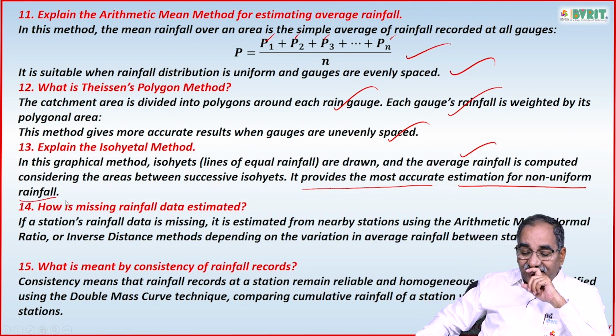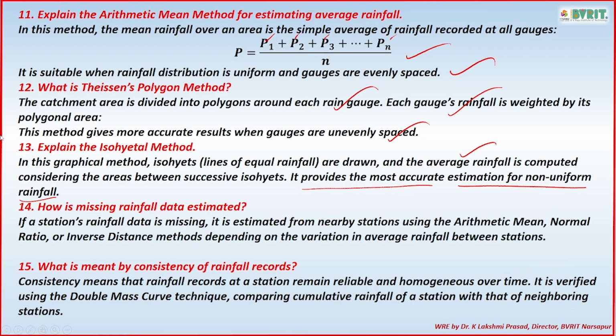How is missing rainfall data estimated? If a station's rainfall data is missing, it is estimated using the data of the nearby stations, either by the arithmetic mean method or the normal ratio method, which is also called the inverse distance method, depending on the variation in average rainfall between the stations. What is meant by consistency of rainfall records? Consistency means a rainfall record at a station remained reliable and homogeneous over time. It is verified by using the double mass curve technique, comparing the cumulative rainfall of that particular station with all the neighboring stations.